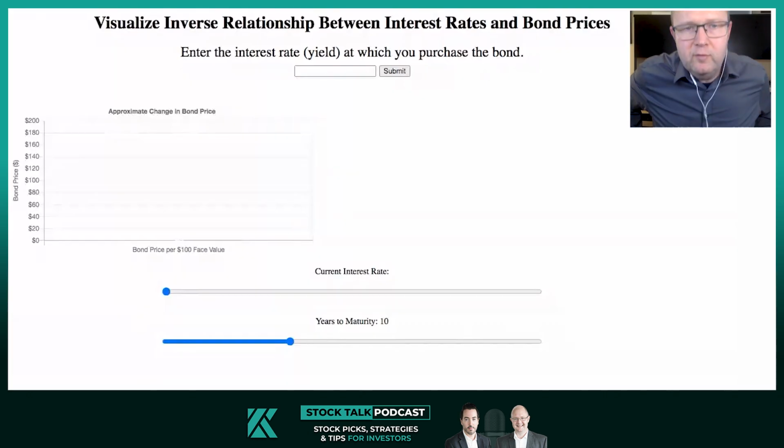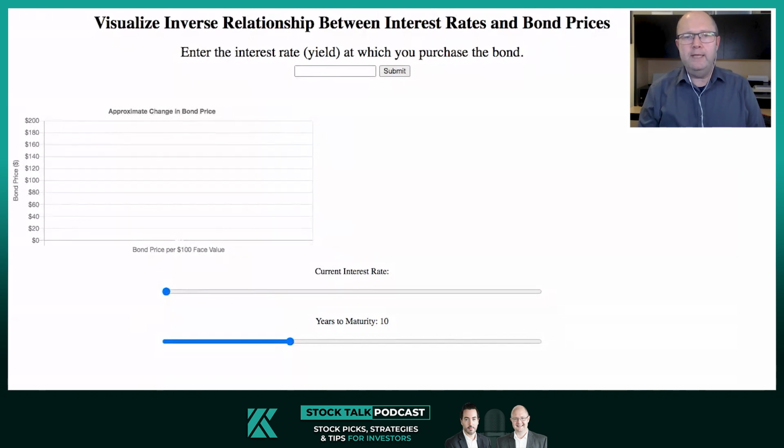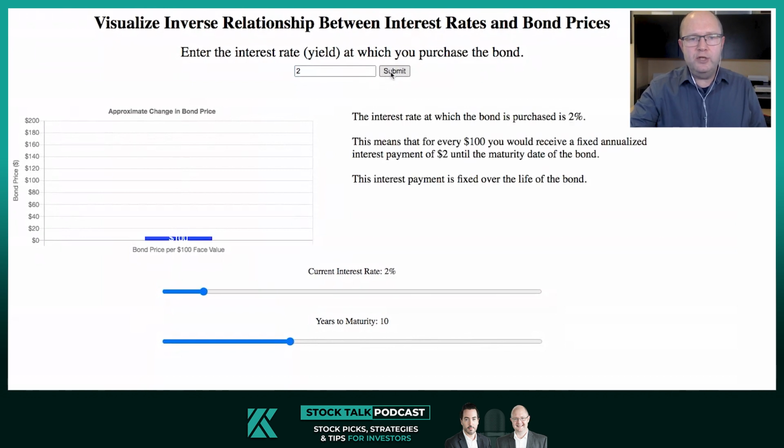Okay. So say you're going to buy a bond, right? Say you bought a bond a year ago, and it was a 10-year government bond, and it was yielding 2%. So we're going to put 2 in here for 2%. So you got your bond here. Say it's a $100 bond, just as an example here, 2% interest rate.